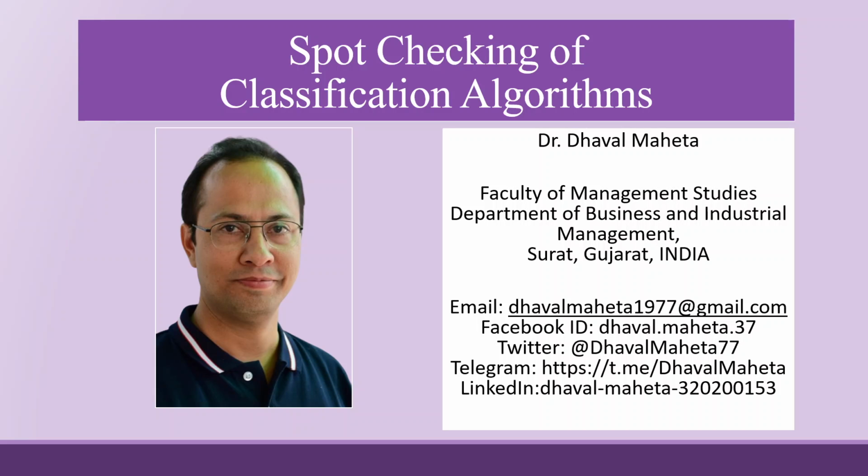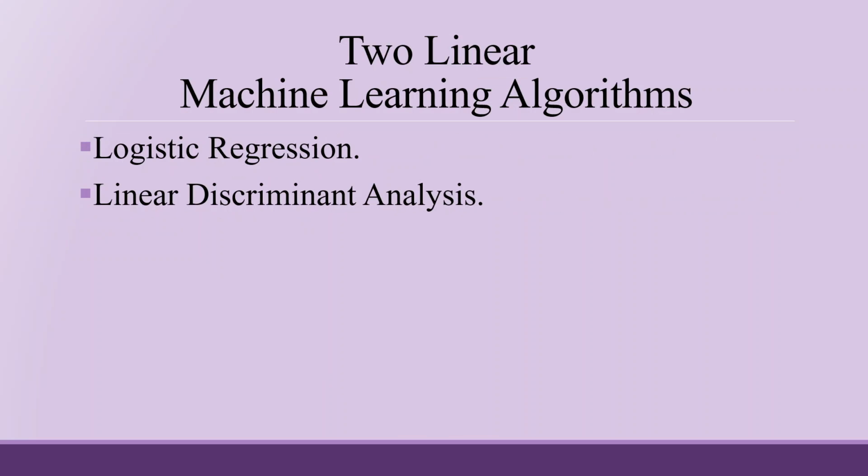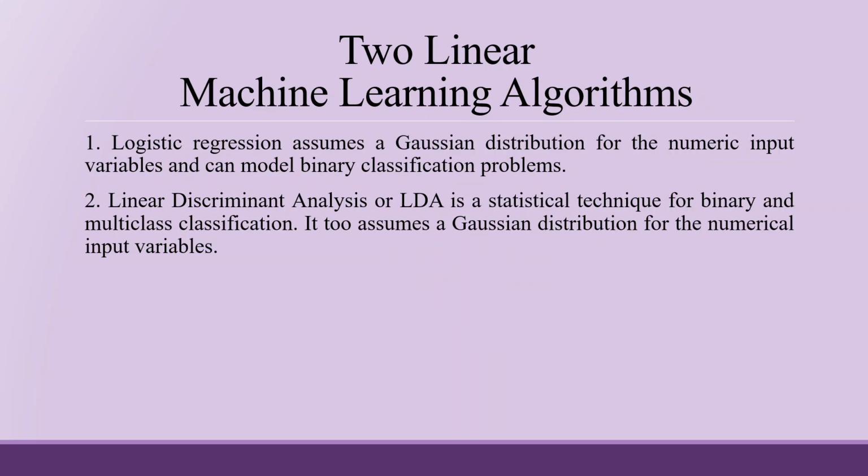This is Dr. Dhaval Maheta, and today we are going to discuss spot checking of classification algorithms. Spot checking is a way of discovering which algorithms perform well on your machine learning problem. One must try a number of methods and focus attention on those whose performance is best on the given dataset. Two linear machine learning algorithms which we can consider for classification problems are logistic regression and linear discriminant analysis.